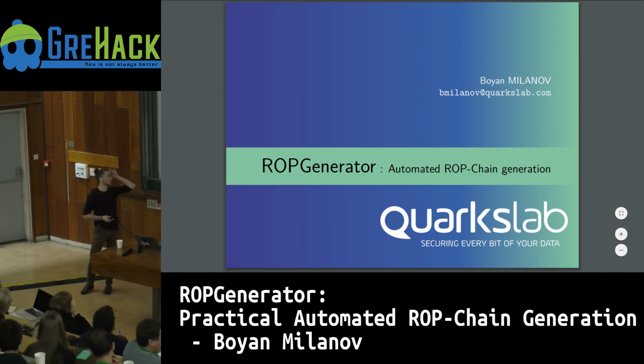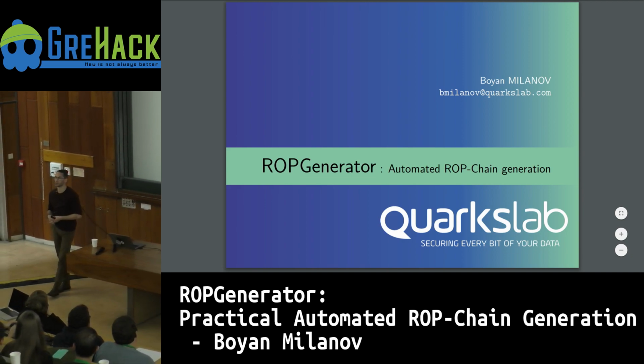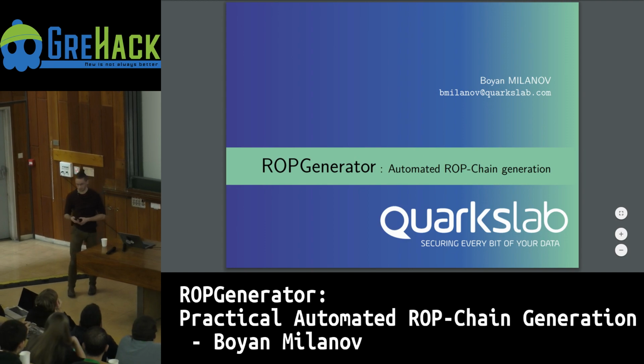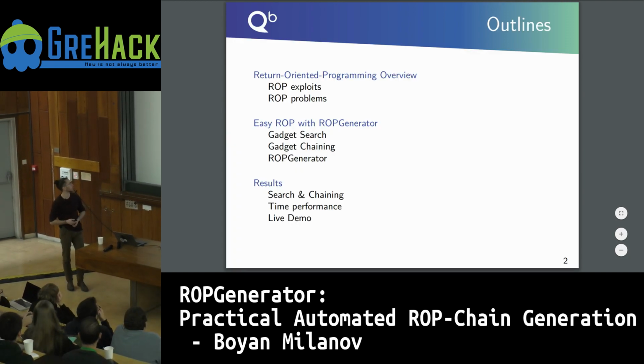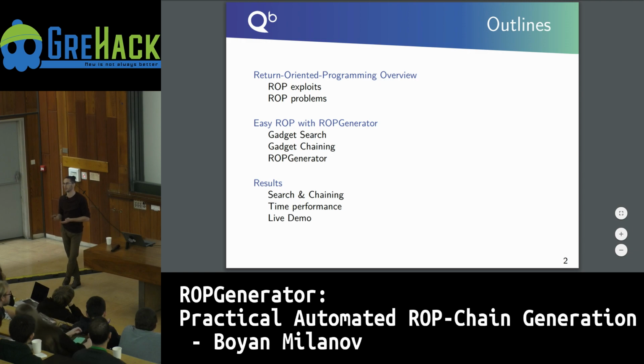And today I will present to you ROP Generator. It's a tool I developed that can automatically build return-oriented programming exploits. So the talk will go as follows. First, a quick reminder about return-oriented programming, short name ROP. I will show how a ROP attack works, and I will discuss the two major problems that attackers have when they try to use ROP.